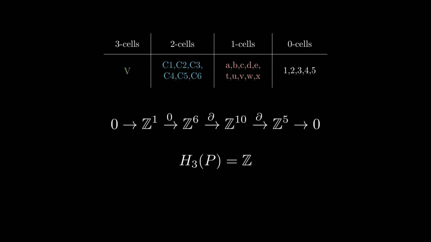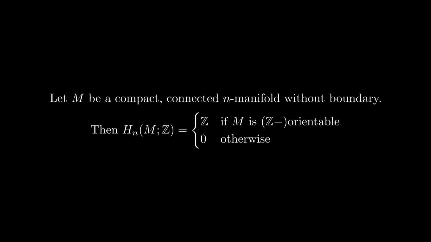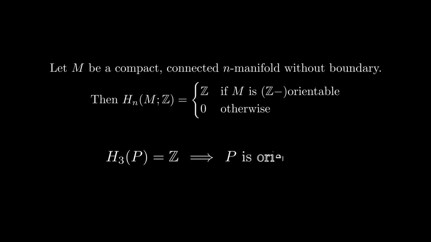is just Z. A fact about compact manifolds is that the top dimensional homology group encodes information about the manifold's orientability. The nth homology group of a compact connected n-manifold without boundary is either Z when the manifold is orientable, or 0 when it is not orientable. In our case, H3 is Z, which tells us that P must be orientable.